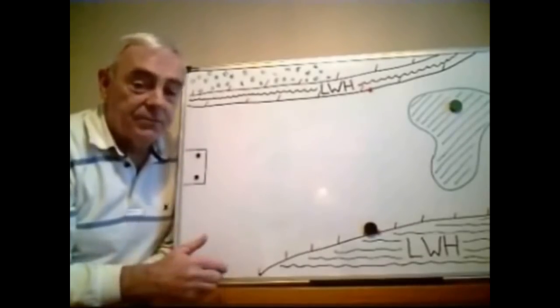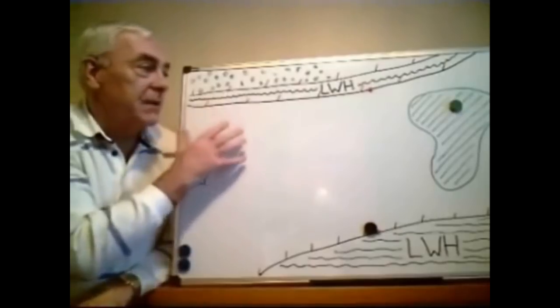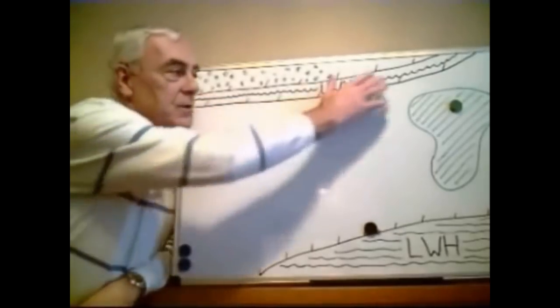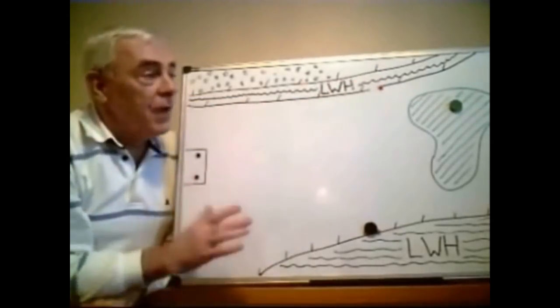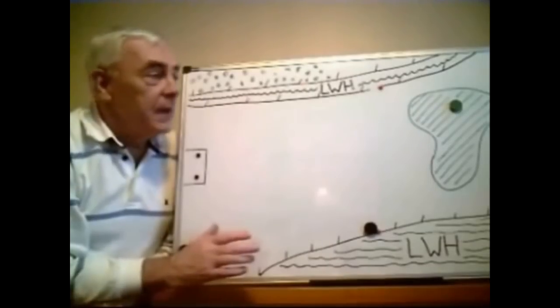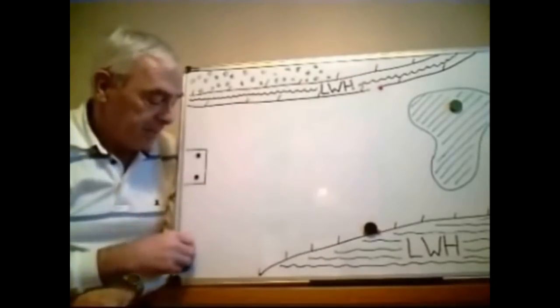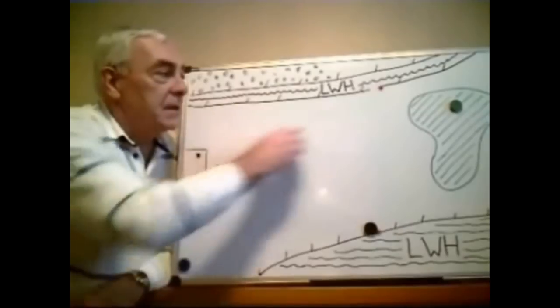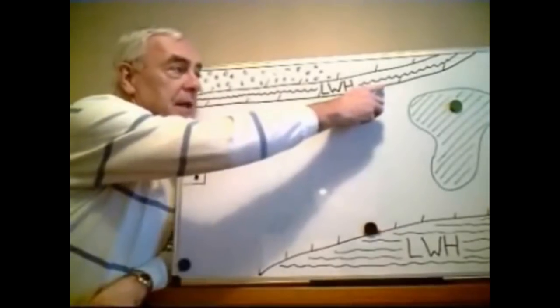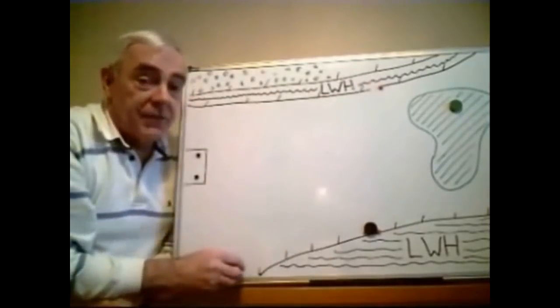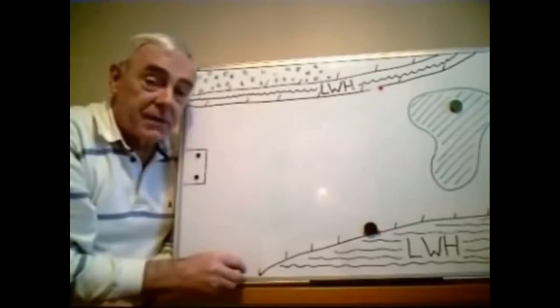If we go to the other side of the course, we can see that there's a lateral water hazard, or a ditch, running the length of the hole. And in this case, if the player plays his tee shot and crosses the margin at this point here, he can play out of the ditch providing he doesn't ground his club.